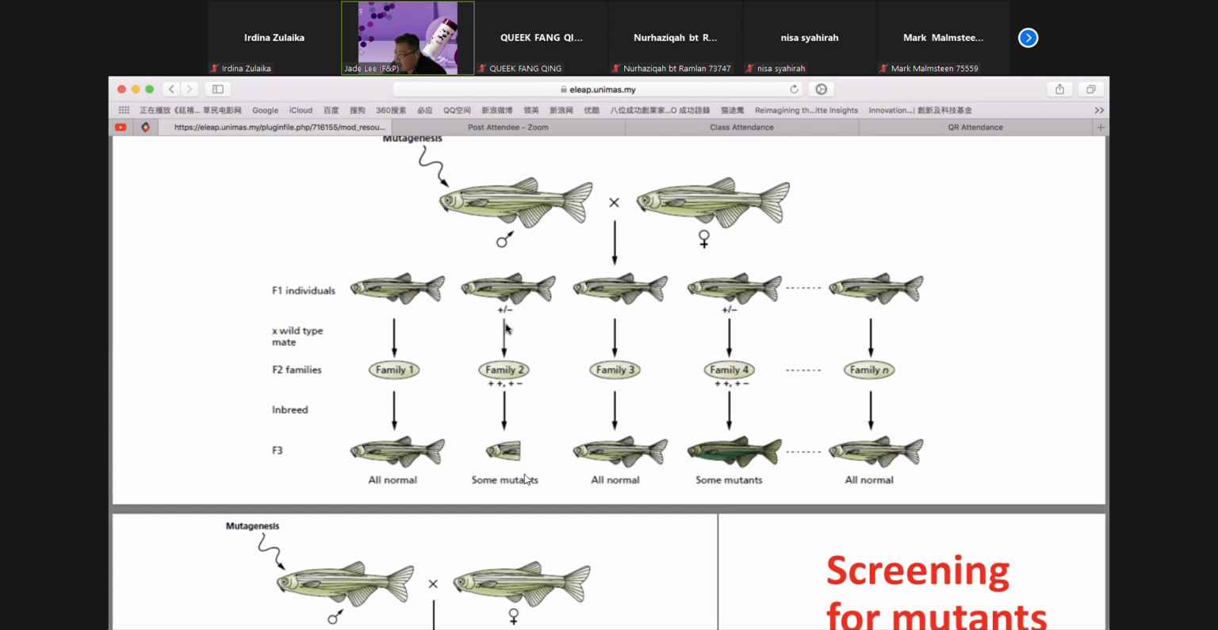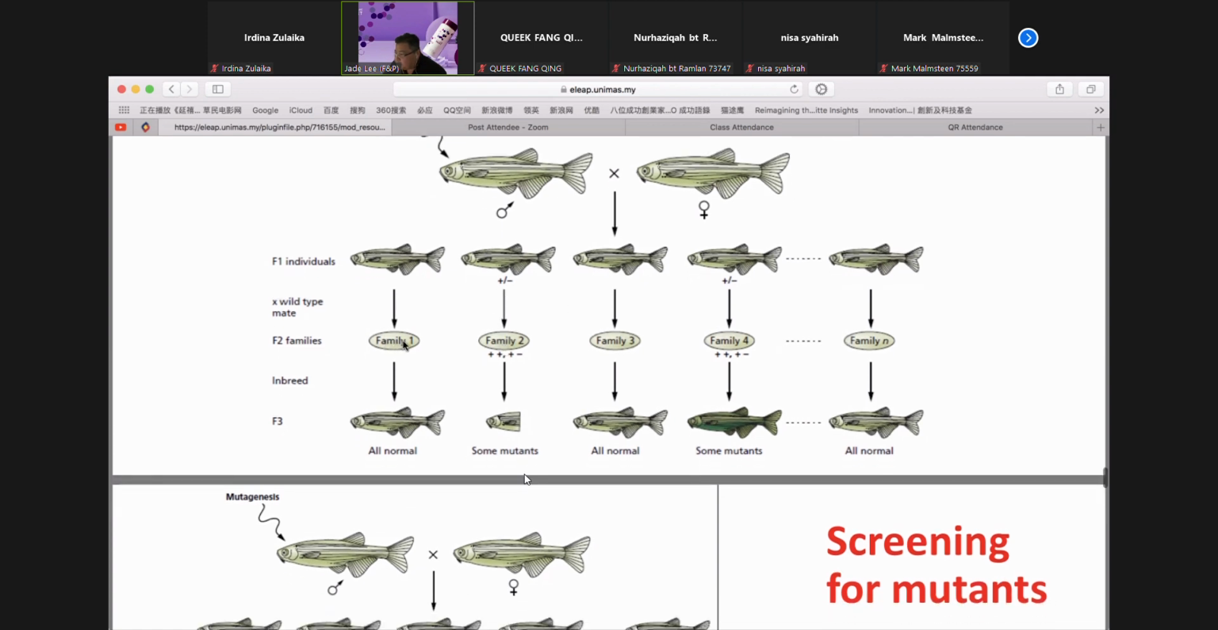Kita cross dia, dan kita dapati di sini untuk family 1 dia normal semua. Untuk yang di sini, family kedua ni, some ada mutants. Kita nampak. Bagaimana kita nampak? Biasanya kita nampak dari segi dia punya pigment. Because this fish, zebrafish, dia ada 3 pigment yang utama, iaitu kita ada melanophores yang encode pigment hitam, kita ada xanthophores yang encode pigment warna yellow, dan kita ada iridophores yang encode silver.